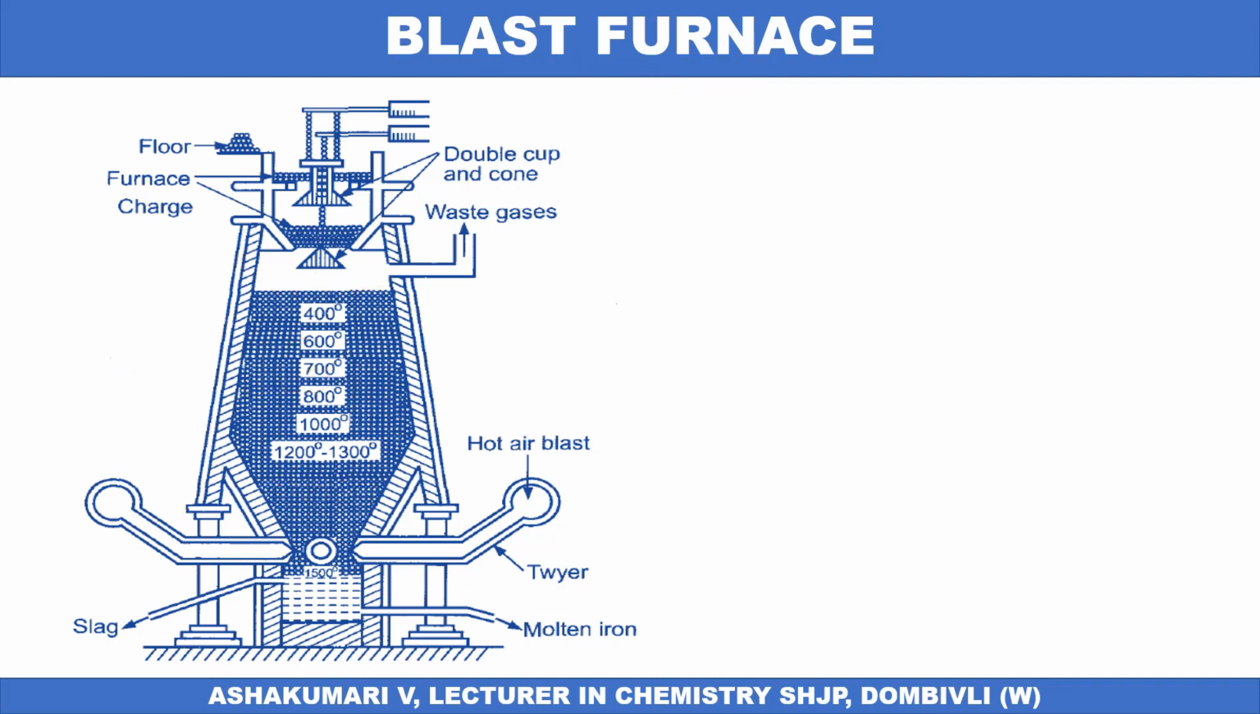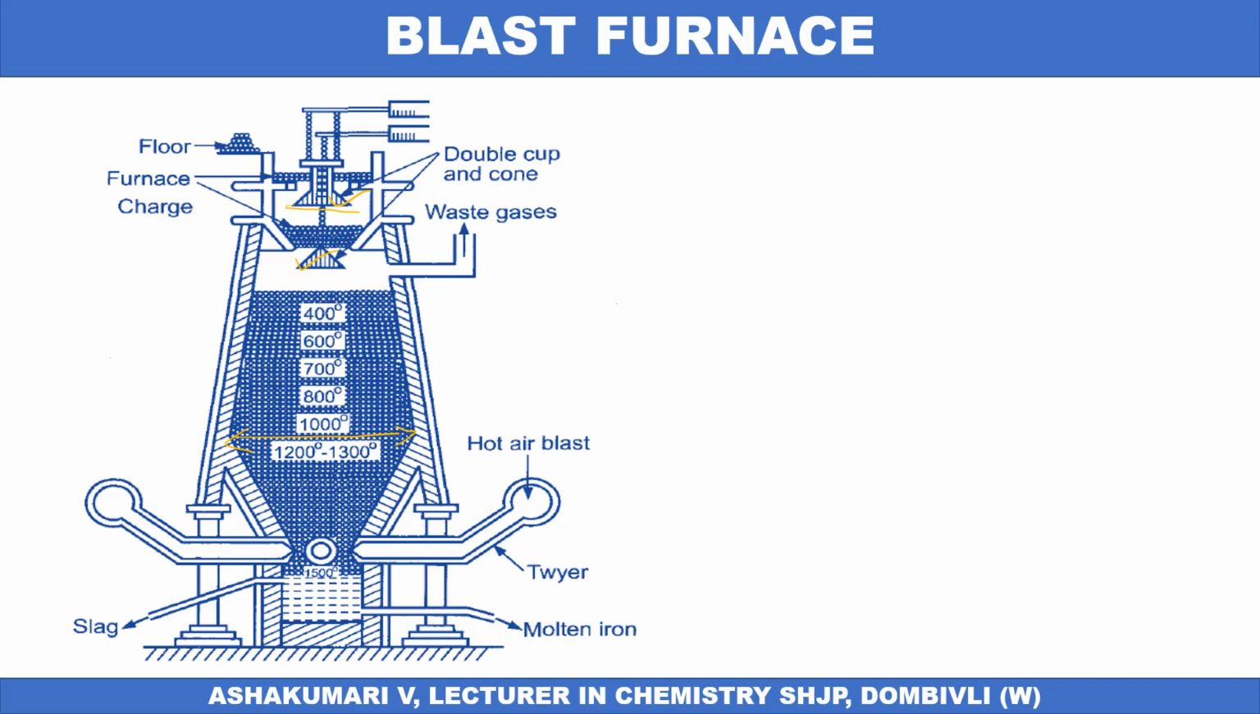The mouth of the furnace is closed by means of cup and cone arrangement. Observe the figure carefully. This is the cup and cone arrangement. One of them being closed when the other is opened, thus preventing the escape of furnace gases. The furnace increases in diameter from the throat downwards until it has attained maximum diameter at the bosch. This is the portion of the blast furnace where the diameter is maximum.